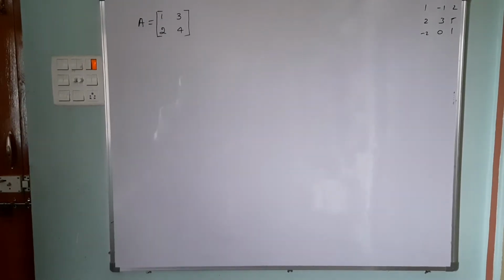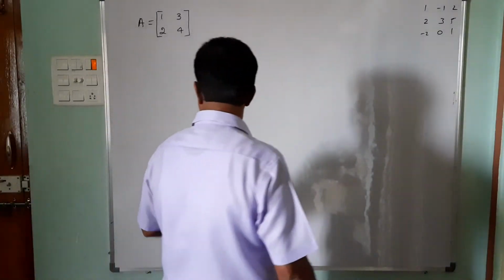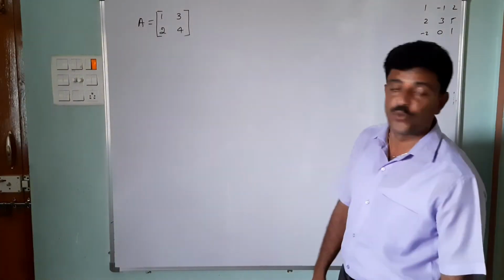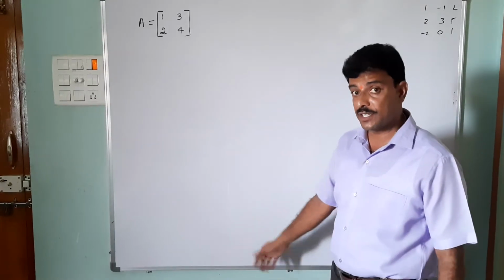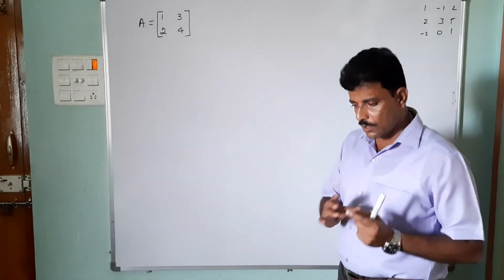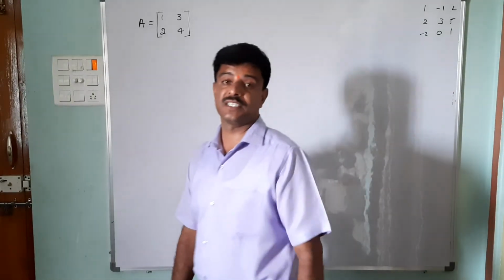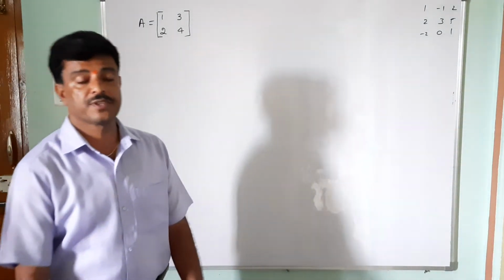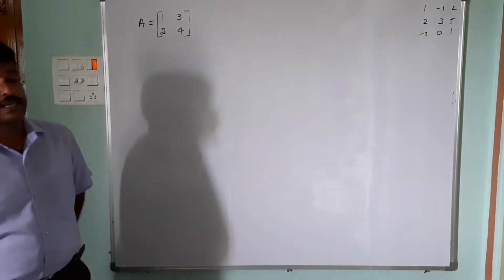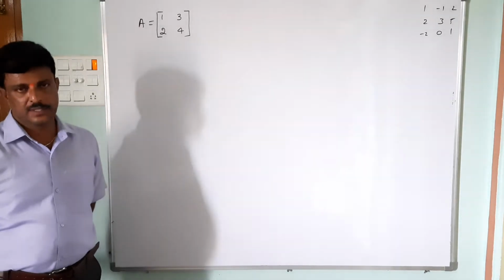Okay, so here we take the matrix 1 3 2 4. We have already found the adjoint of A. Another method is there to find the adjoint of a matrix, a very simple method, when only a 2 x 2 matrix is given.